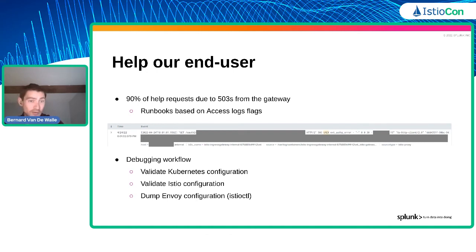When this doesn't work, our typical workflow for debugging is to check first the Kubernetes configuration, then the Istio configuration. And if this doesn't work, we really quickly go into the envoy level. With IstioCTL, we dump the envoy configuration, try to understand what is going on. I will say that 90% of the issues, again, are due to some level of misconfiguration on Kubernetes or Istio.